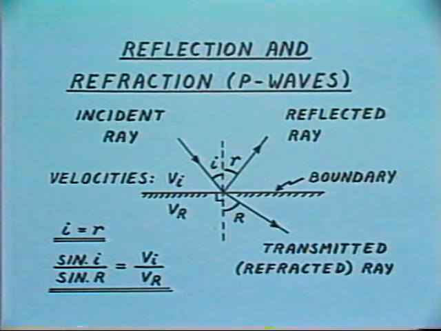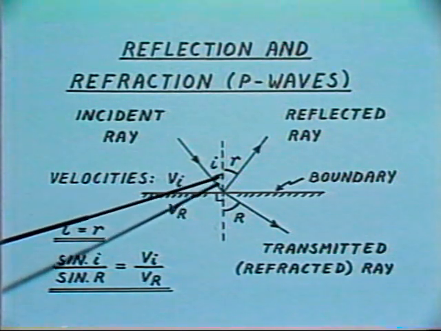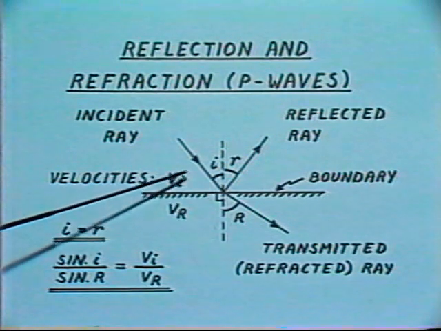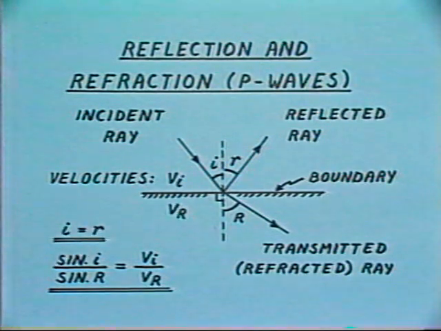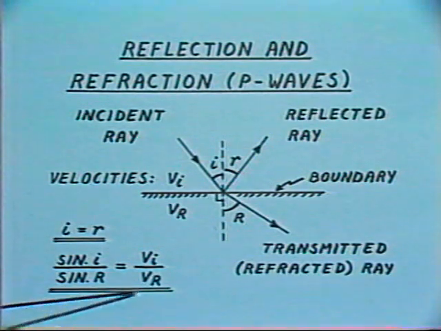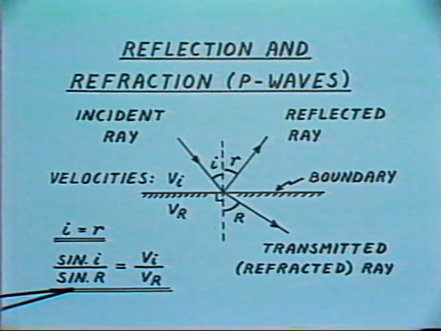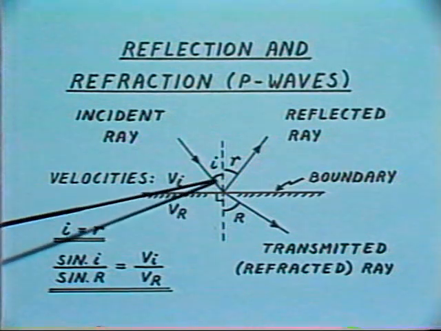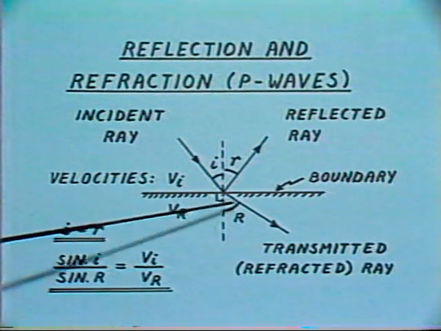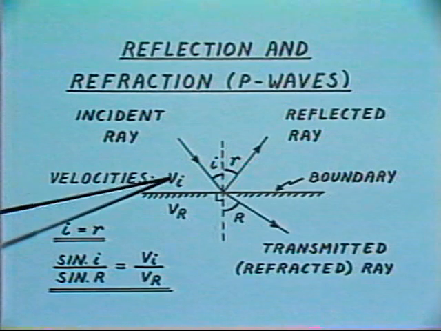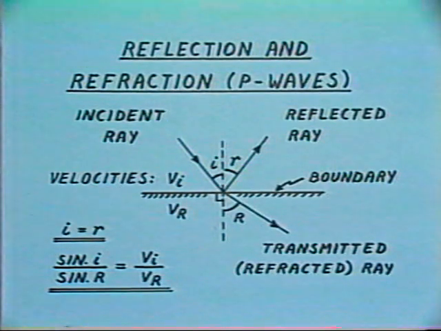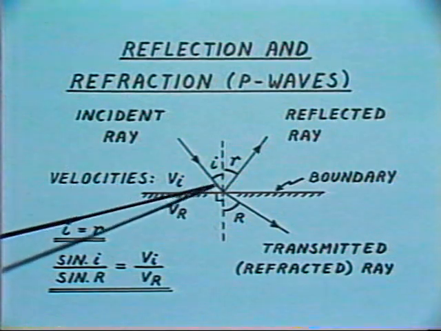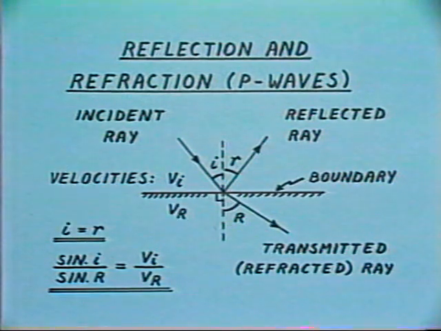Now, the equation which allows you to determine these two angles from the velocities is often called Snell's Law in the literature, and it is simply this equation here, which relates the two angles, the angle of incidence and the angle of refraction, to the two velocities. So that allows us to determine the amount by which the ray is bent when it is transmitted through the interface.